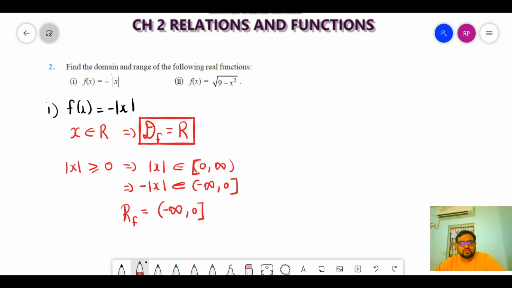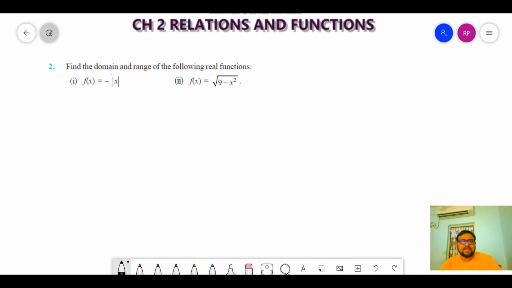Now let's move to the second part of question number 2, the second sub-question of question number 2. The second is f(x) equal to square root of 9 minus x squared, right? So now see, here I have to take such values of x so that the square root of 9 minus x squared is possible.